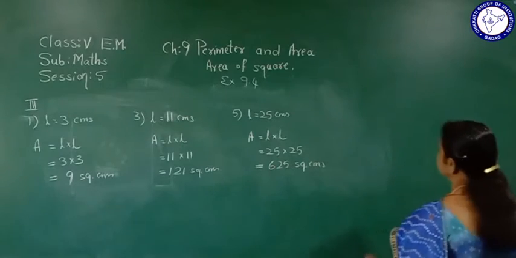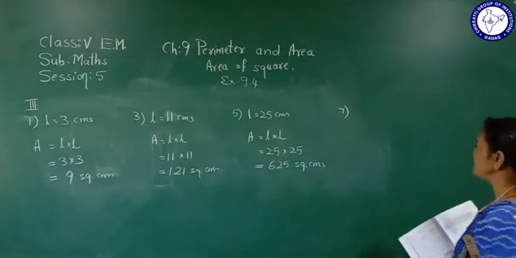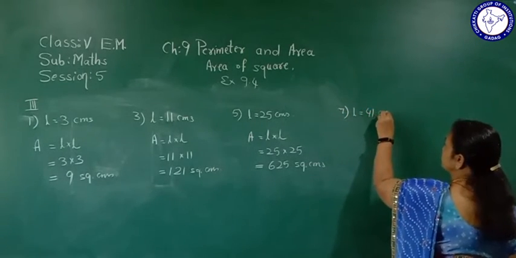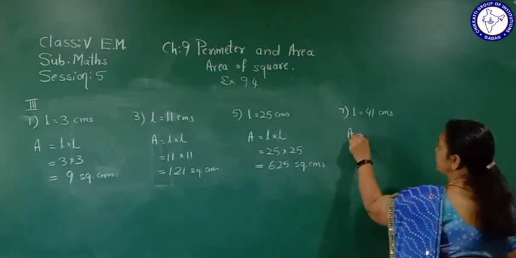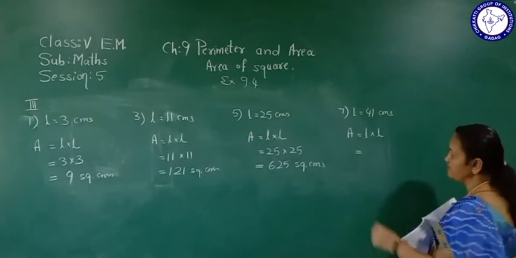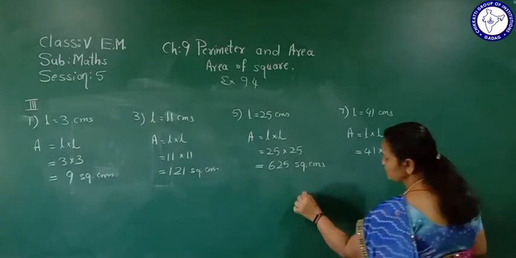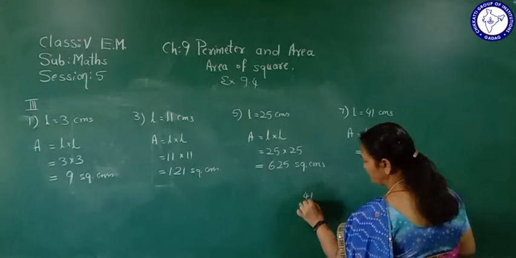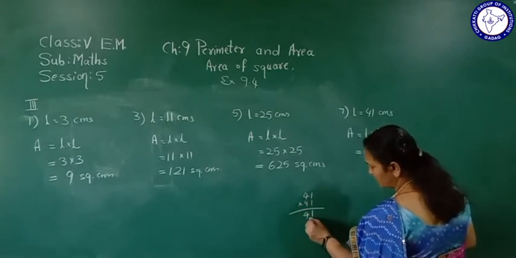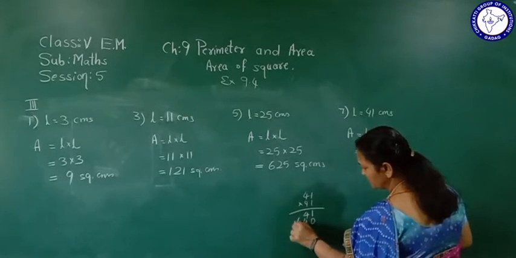Then seventh question, here length is given 41 centimeters. So here again area is L into L. L is 41, again into 41. So here we should multiply 41 into 41. So 1 1s are 1, 1 4s are 4. Then add 0 here, 4 1s are 4 and 4 4s are 16.